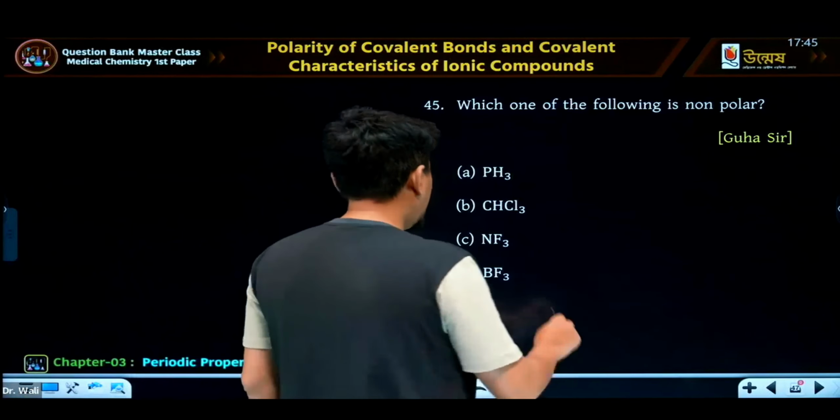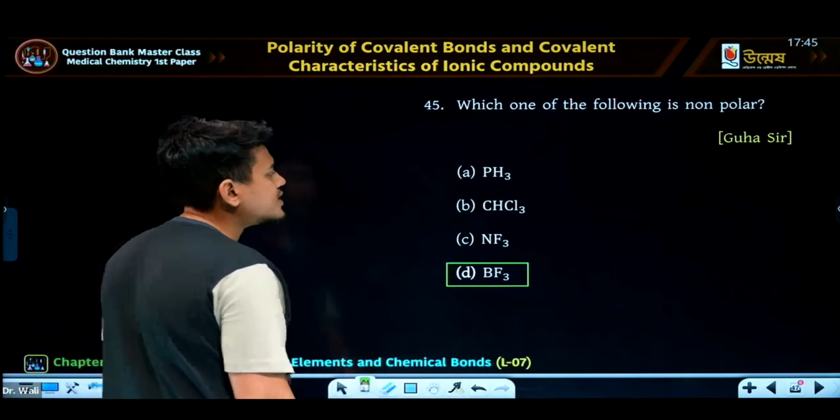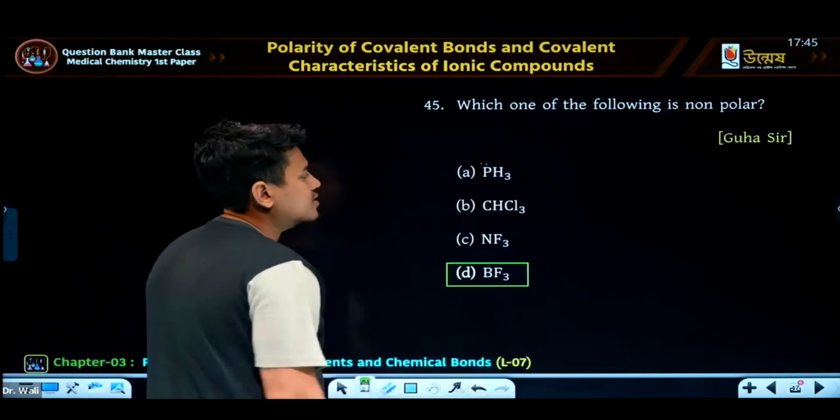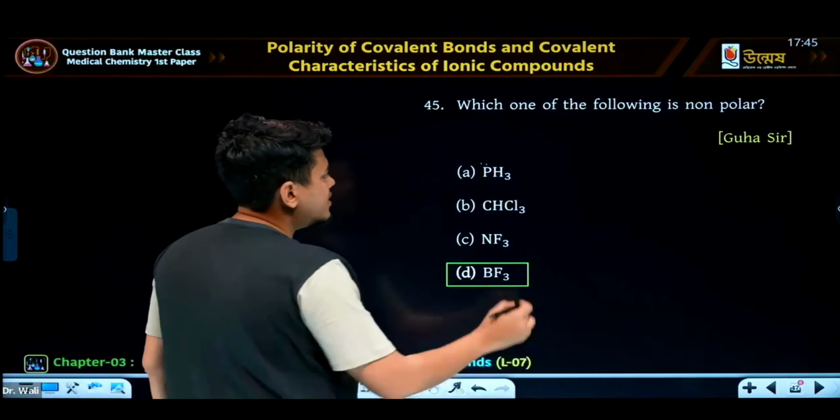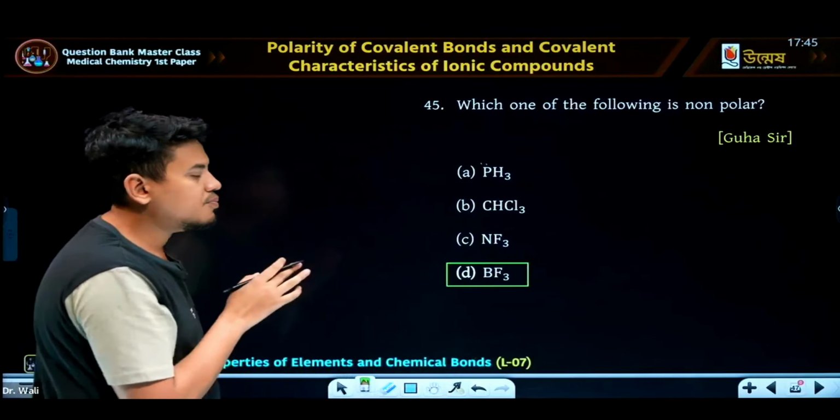45. Which one of the following is non-polar? Boron trifluoride is non-polar. Why? Because as you can see, in case of phosphine, there is a lone pair of electrons. In case of chloroform, it is also a bit polar.